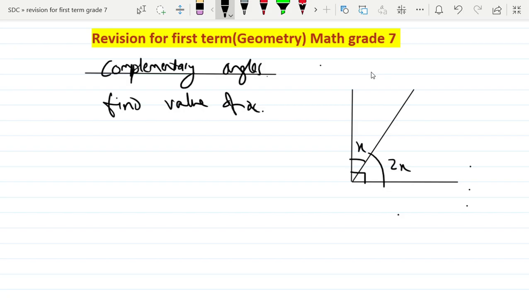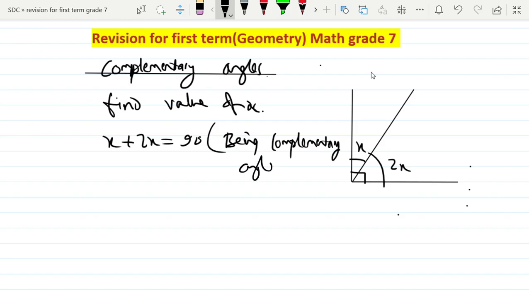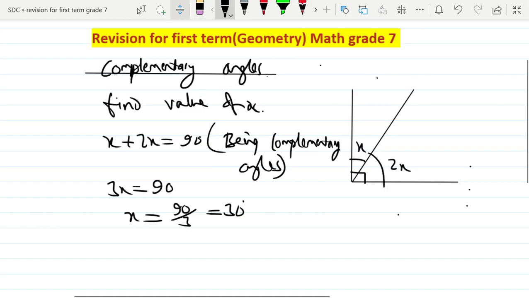Their sum must be 90 degrees again. So we do x plus 2x equals 90 degrees. The reason we provide here: being complementary angles. So you get 3x equals 90, and x will be 90 by 3, which equals 30 degrees. So the value of x we got is 30 degrees. That is for complementary angles. Now we go next to supplementary angles.